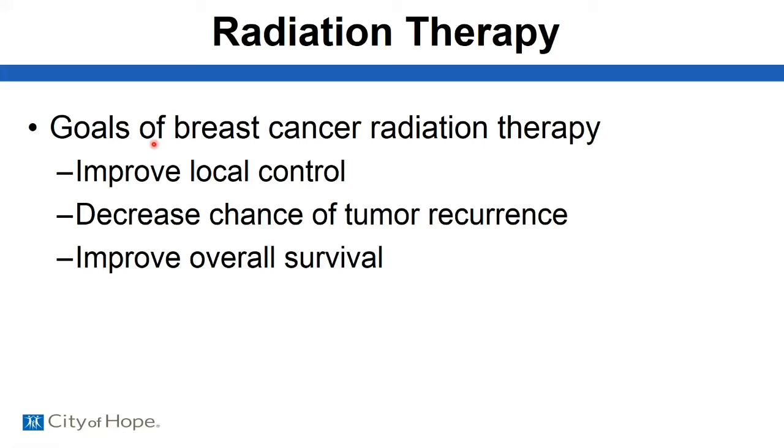So the goals of breast cancer radiation therapy are: we want to improve local control, meaning we don't want the tumor to come back in the breast. We want to decrease the chance of the tumor recurring locally, both in the breast or chest wall area or in the lymph nodes. And in certain cases, we also improve overall survival, meaning that by decreasing these chances of tumor coming back, people live longer.